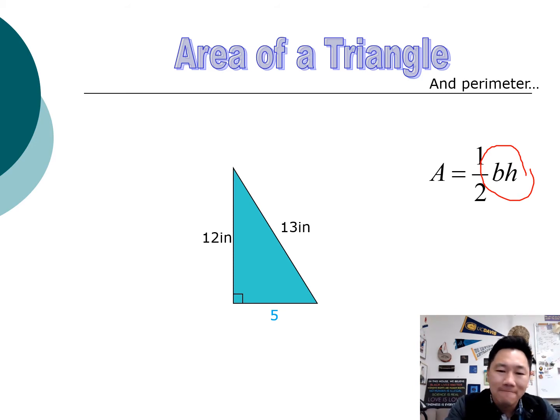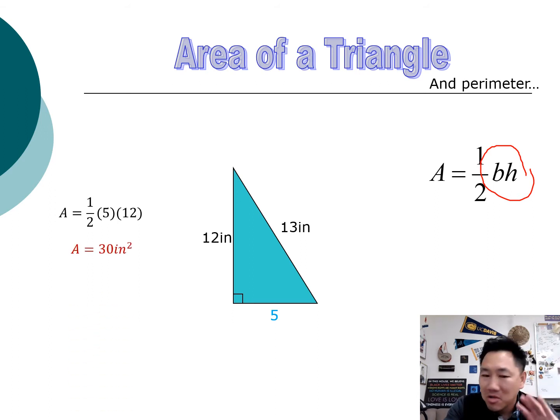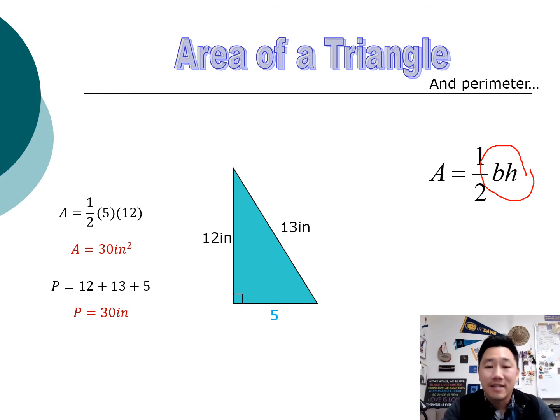We've done it already. Now once we found the base, we can just fill it in the formula. 1/2 times 5 times 12. Punch it all in your calculator. We have the area is 30 inches squared. To find the perimeter, all you do is add all the way around. Add them all up to get 30 inches. So that was all pretty much review of what you already know.